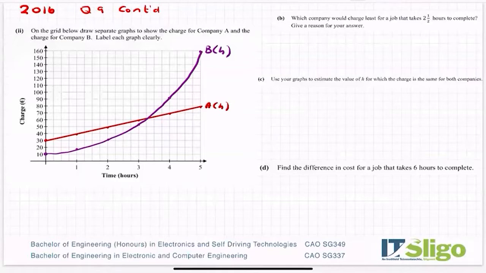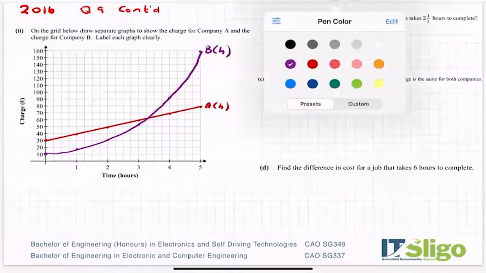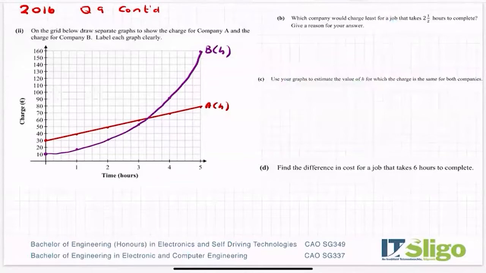Okay, so what it's trying to do here is you have a job that you estimate is going to take 2.5 hours, and you're trying to find out who's the best company to hire. Is it company A or company B? Okay, so the way you do it is you come to your graph. Now I have a ruler here in front of me on my screen, okay? And what I do is you show on the graph, if it'll mark for me. Okay, so that's my 2.5 hours.